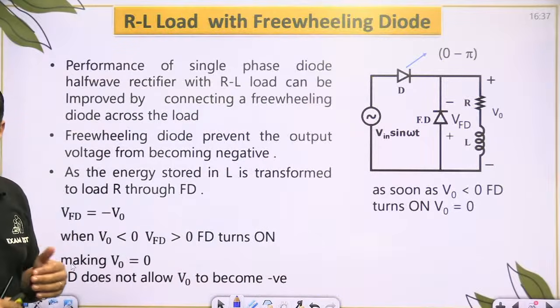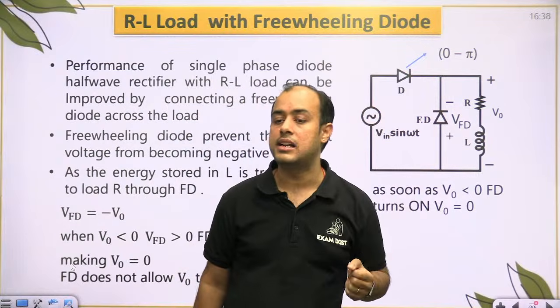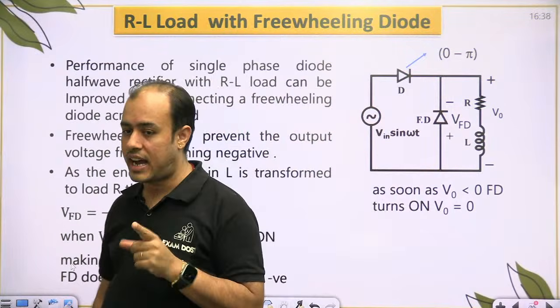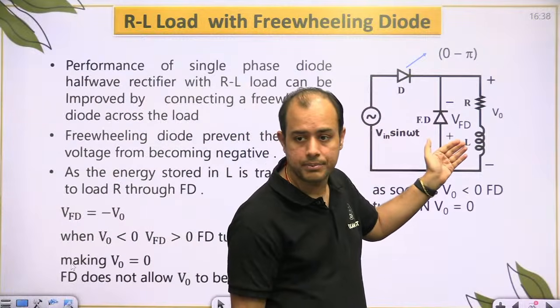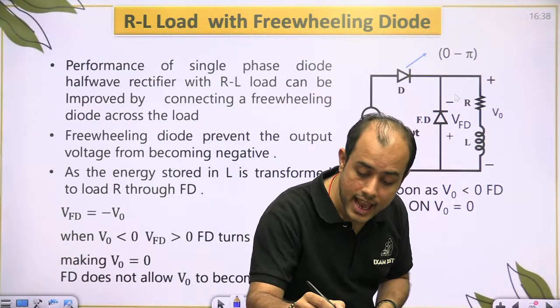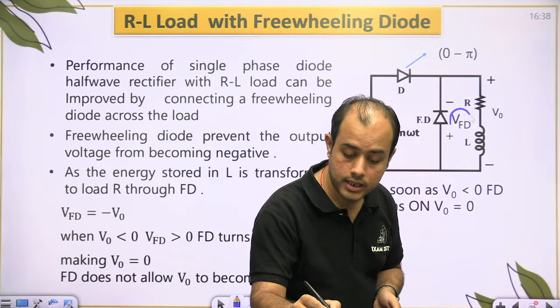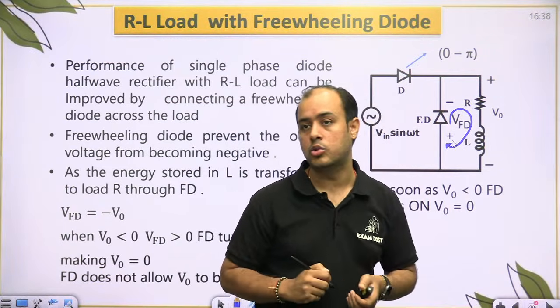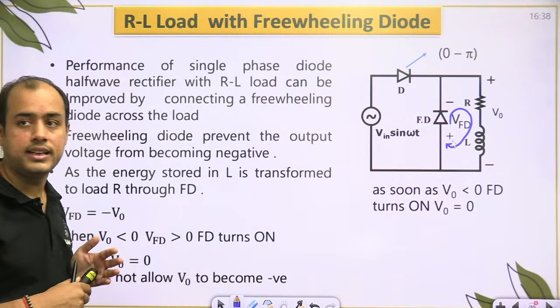नेक्स्ट, if you connect an anti-parallel diode, this anti-parallel diode is called freewheeling diode. Why? Because beta, whenever this diode is on, the load current can freely flow like this. The load current can freely circulate. So that is why it is known as a freewheeling diode.